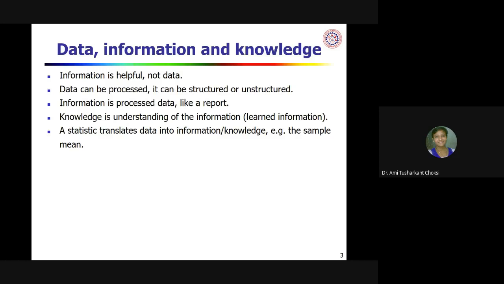First of all, data is there. The processing of the data gives us the information. When we have learned information, that gives us the knowledge. In layman's terms, we say all three are almost the same, but that is not the case. We computer engineers must know the difference between these terms. A statistic translates data into information or knowledge, for example, the sample mean. Mean is known to us, that is sigma xi upon n.